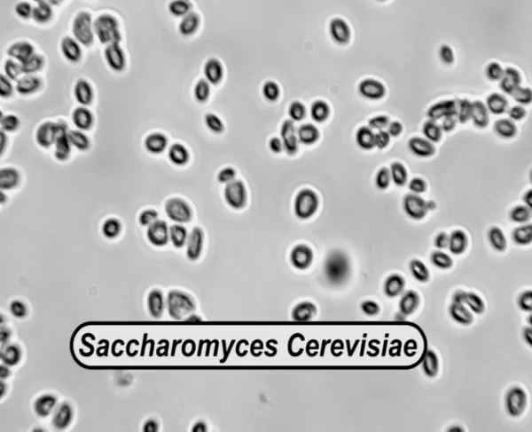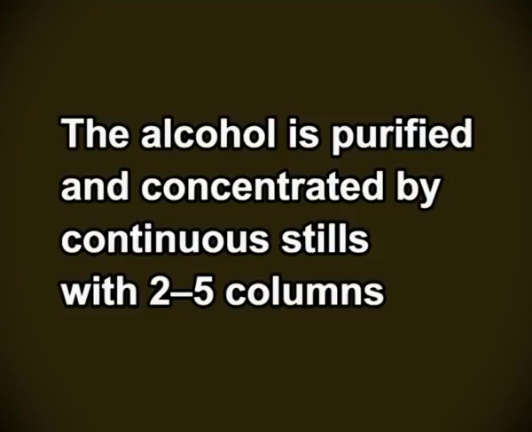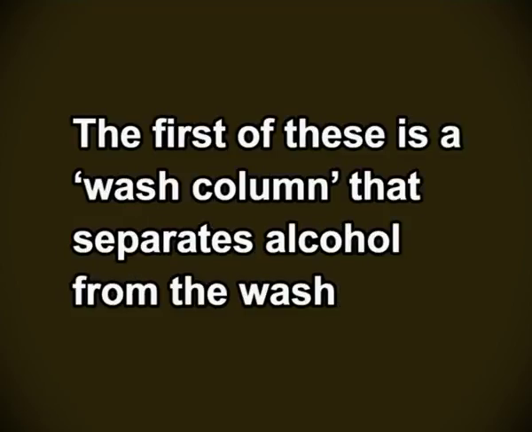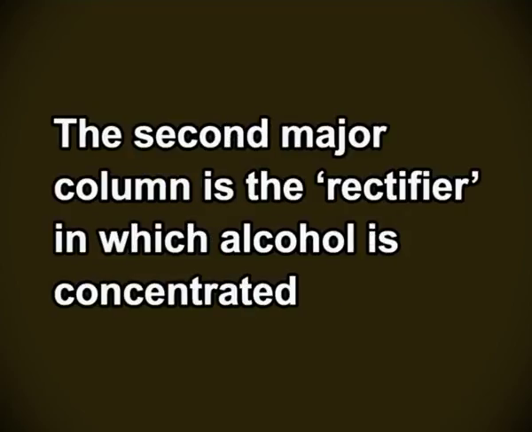The fermentation is of course affected by Saccharomyces cerevisiae, notably distillers strains. The alcohol is purified and concentrated by continuous stills with 2 to 5 columns. The first of these is a wash column that separates alcohol from the wash. The second major column is the rectifier in which alcohol is concentrated. There may be a purifier between the wash column and the final rectifier.